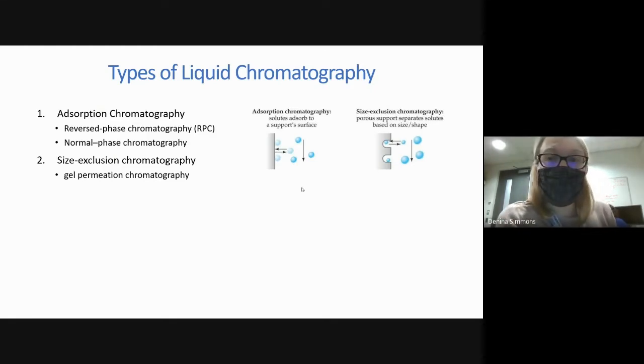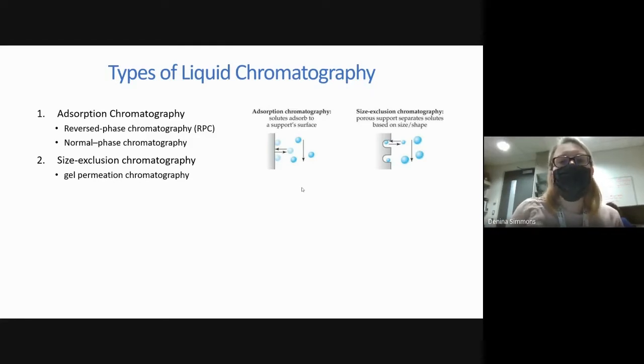Size exclusion has a little bit more of an absorption with the B concept going on here. Usually with size exclusion, we're talking about something like gel permeation chromatography, and we're definitely trying to trap smaller molecules in the gel or the stationary phase and have larger molecules move through first. This is even similar to gel electrophoresis, really. It's just sort of done in a column way.